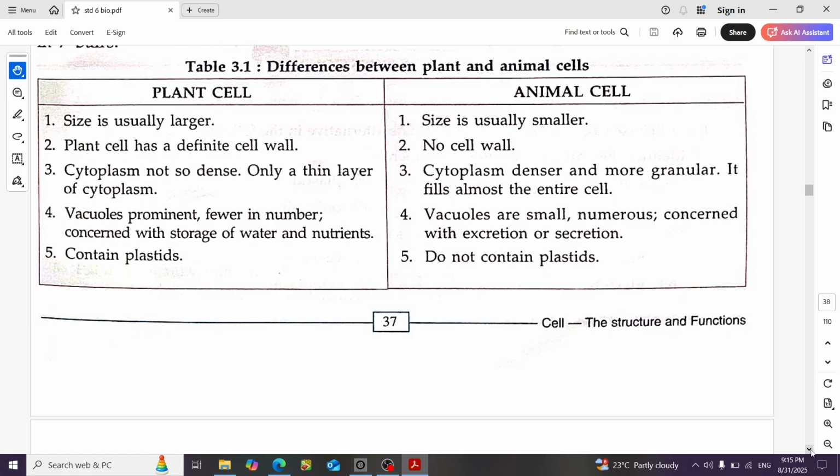Difference between plant cell and animal cell. This is very important. So in plant cell, the size is larger and in animal is smaller. Plant cell has cell wall, animals don't have it. Cytoplasm is not so dense, here it is denser. Vacuoles are bigger, they store the water and nutrients, here vacuoles are smaller. They have excretions and secretions. Plant cell contains plastids, animal cell does not contain plastids.